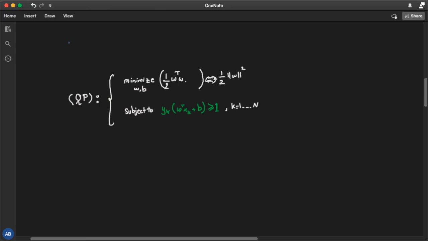So this is the problem we have, and note that this is a hard margin problem. Why is it hard? Because I'm classifying without accepting any outliers. We're going to see just in a few moments from now that there is also another modified, softer version of this problem that accepts outliers. I'll explain it just in a few moments from now.